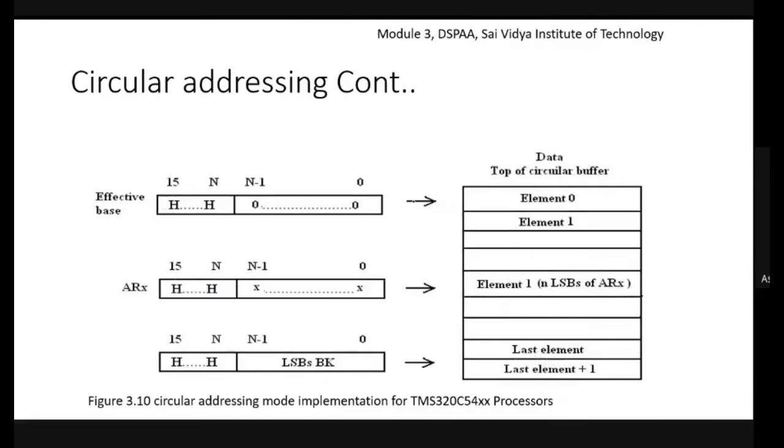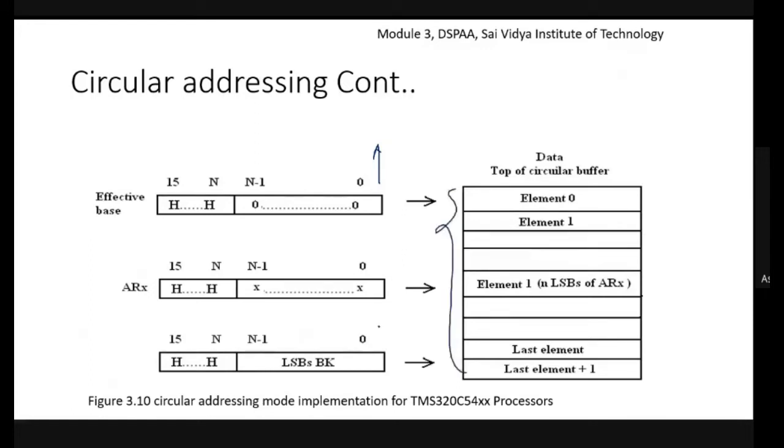And how is the data stored here? See here, the effective base address starts with HH000. This is element 0. Next you will have element 1, element 2, element 3, element 4, etc. Based upon your ARX register, the higher order words will be retained as they are. The lower order will have XXX or LLL like that. Element 1 is in the LSBs of the ARX. If the value goes above this range, we perform the subtraction to bring the value within this range.